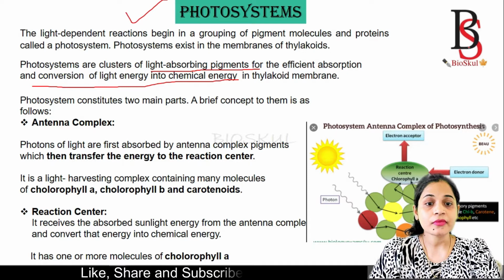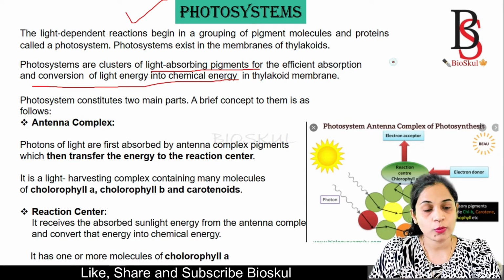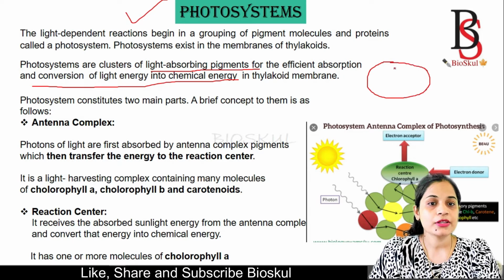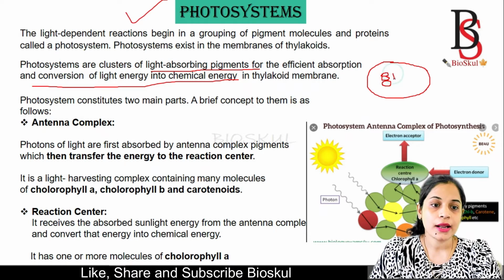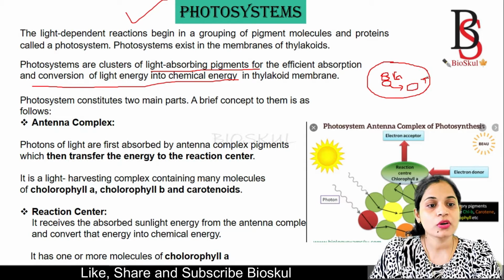Okay. We know that if you analyze the structure of the chloroplast, in the chloroplast there is the stroma, and there are the stacks of thylakoids, which is known as the granum. This is the granum, and the individual one is known as the thylakoid. And in the membrane of the thylakoid, the light reaction takes place.